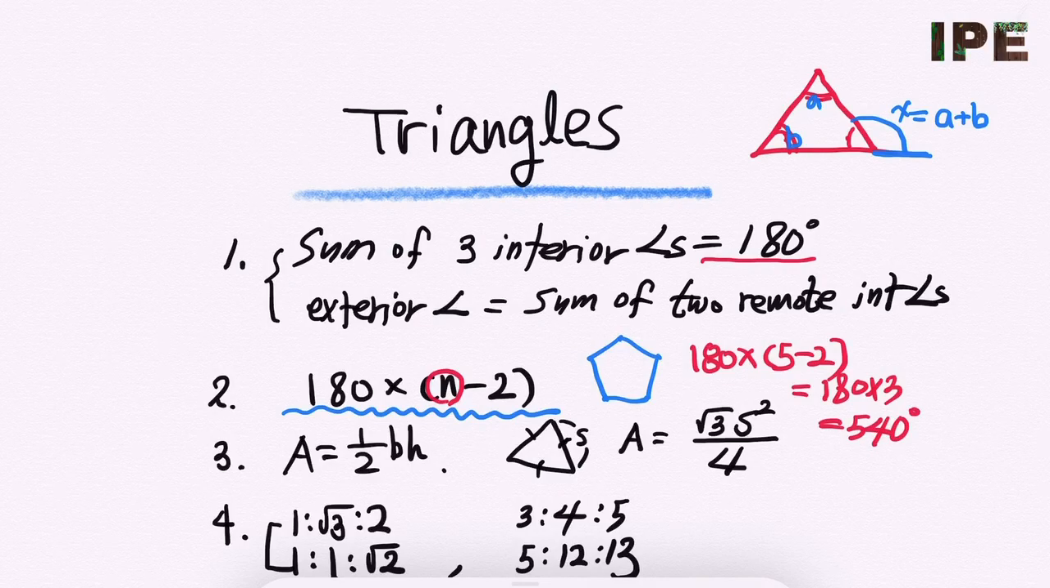If this pentagon is a regular pentagon, which means all five sides are the same, how can we find one interior angle of a regular pentagon? A regular pentagon means all equal sides, all equal angles. So we have to divide the sum of interior angles by 5 because it has 5 angles. So 108 degrees is one interior angle of a regular pentagon.